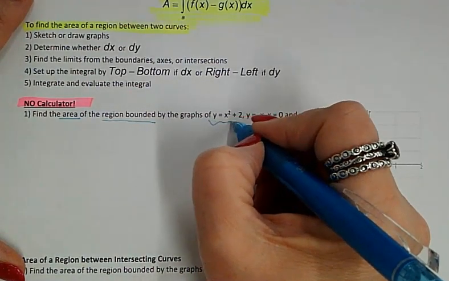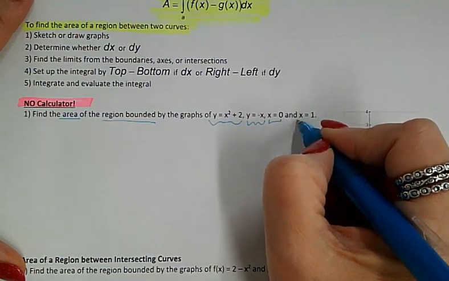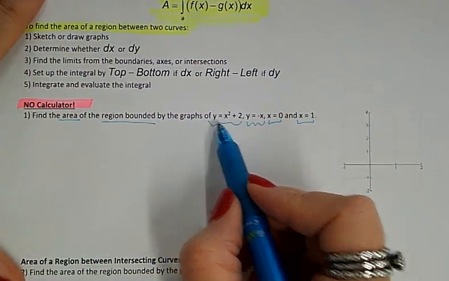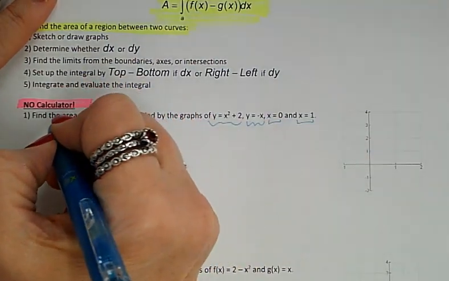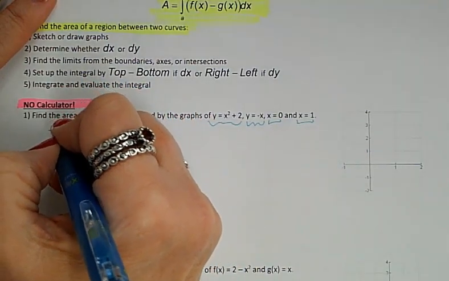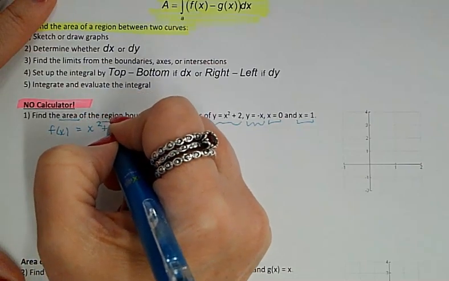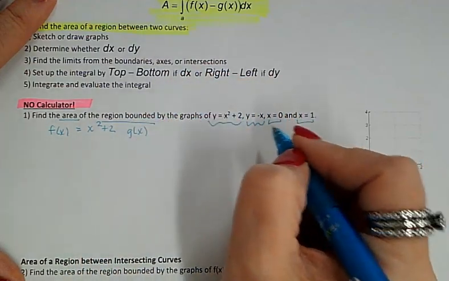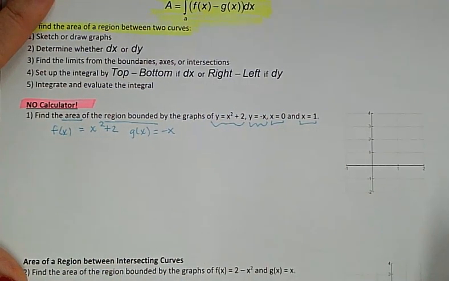And then I can see that I have one equation here, a second equation here, and some vertical boundaries here. So the first thing that I always do in a problem like this is I don't like it that I have two y equals equations. I think it's harder to keep straight. So I usually start by identifying that I'm going to use f of x to be the y equals equation for x squared plus 2. And then I'm going to use g of x to be the equation for y equals negative x. It's much easier to keep my functions straight if I have them named.